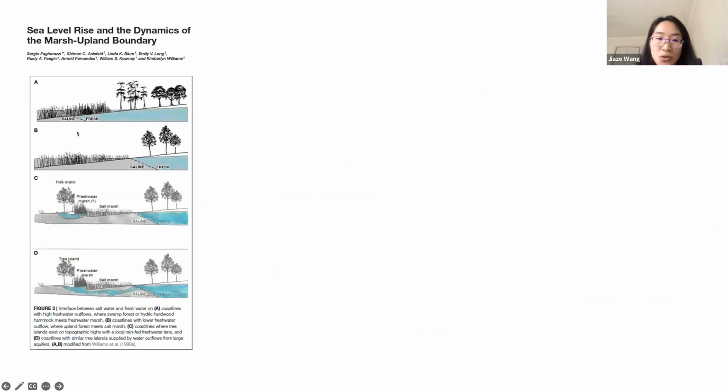Specifically, the gain and loss is an ecosystem shift. It can shift from a freshwater marsh to a salt marsh. It also can disappear, like becoming a mud flat. And when the marsh is gaining, the upland forest may convert to a salt marsh. So those ecosystem shifts all bring lots of uncertainties to the carbon cycle.